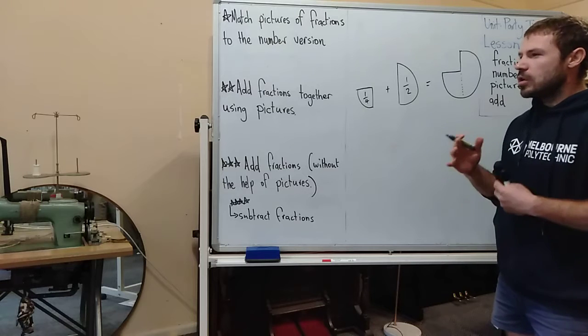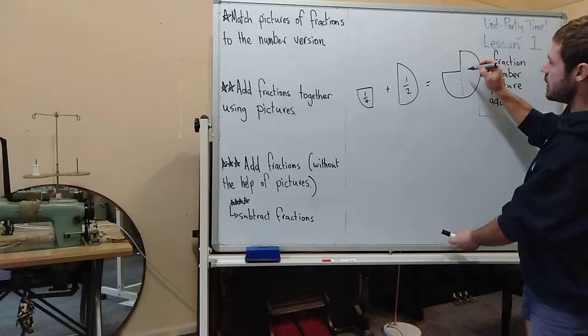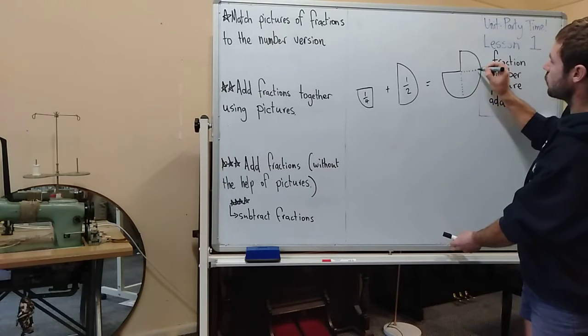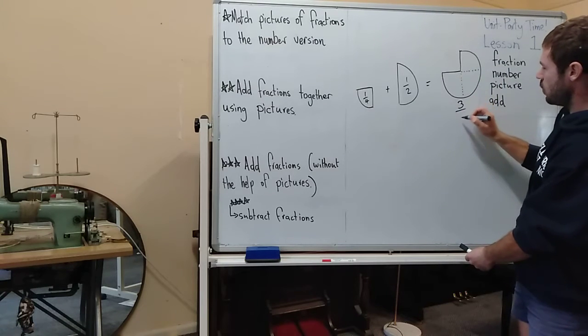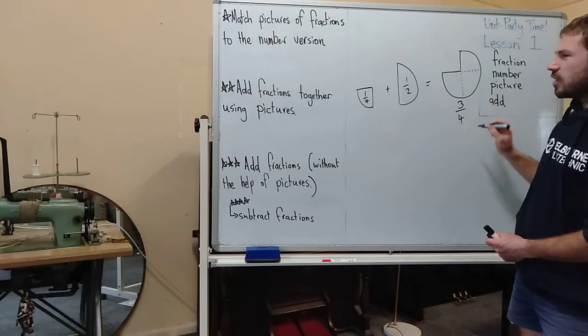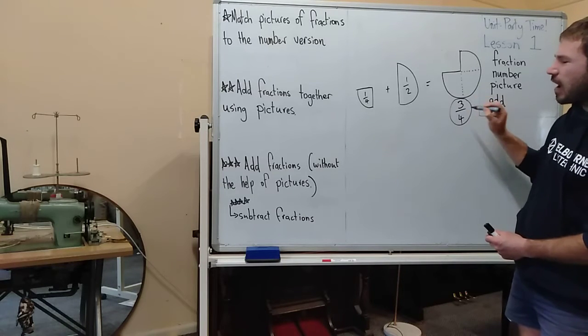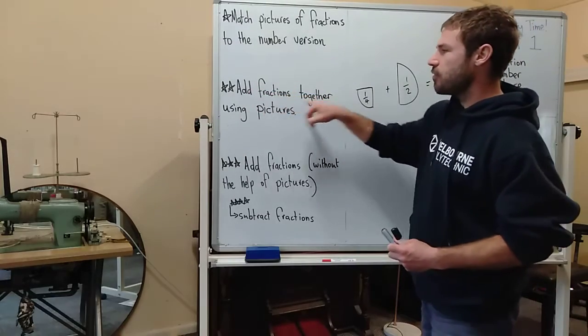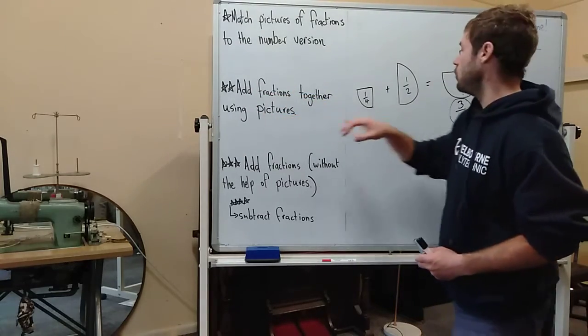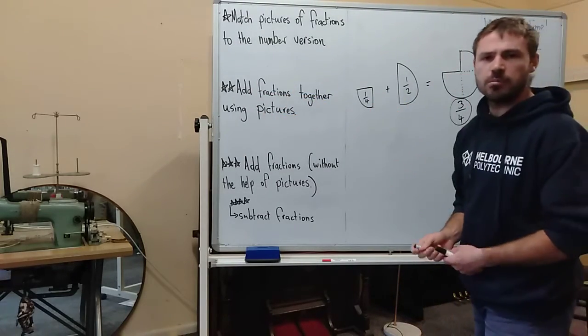And in time, you might be able to see that one way to describe this would be 3/4. But whether you can do that part isn't the most important at this level, because here you're adding fractions together using the pictures. So the drawing is the most important part.